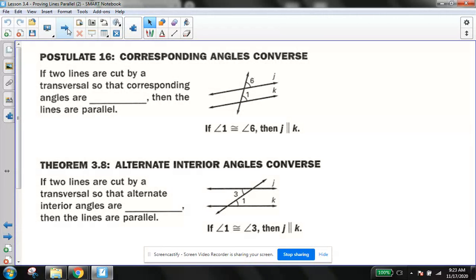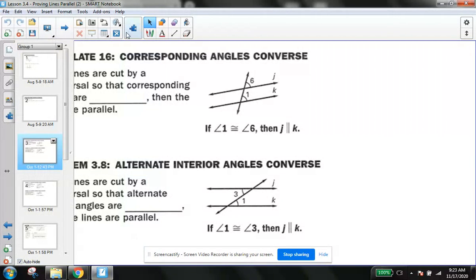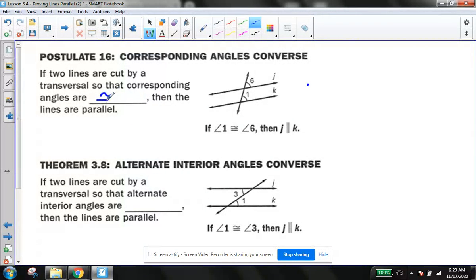So in Postulate 16, if we have two lines that are cut by a transversal so that corresponding angles are congruent, then the lines are parallel. In the past, we knew that the lines were parallel, so then we were checking to see if the angles were congruent. Now we're starting off by saying, yep, the angles are congruent. Now we're checking to see if the lines are parallel, so we have the flip-flop situation going on. So now we know angles are congruent, so now we know that the lines are parallel.